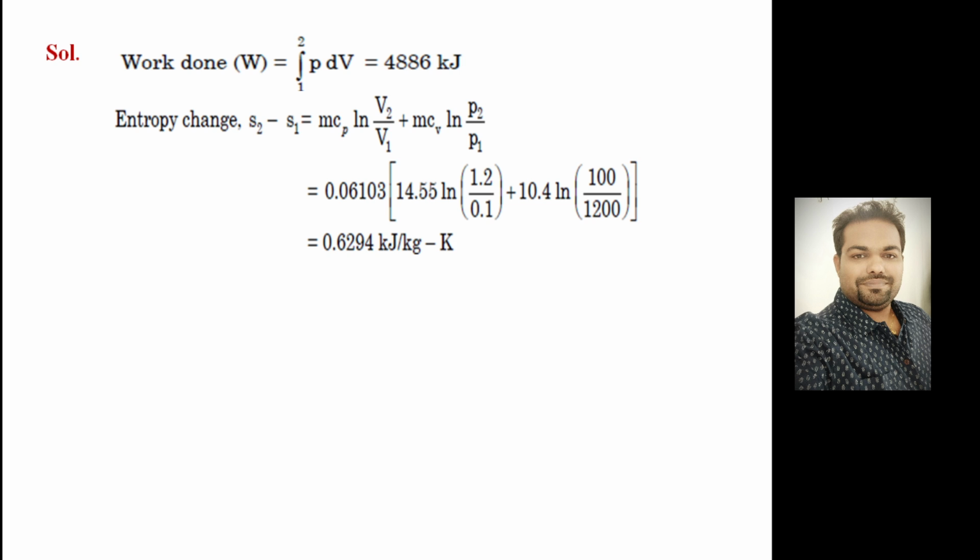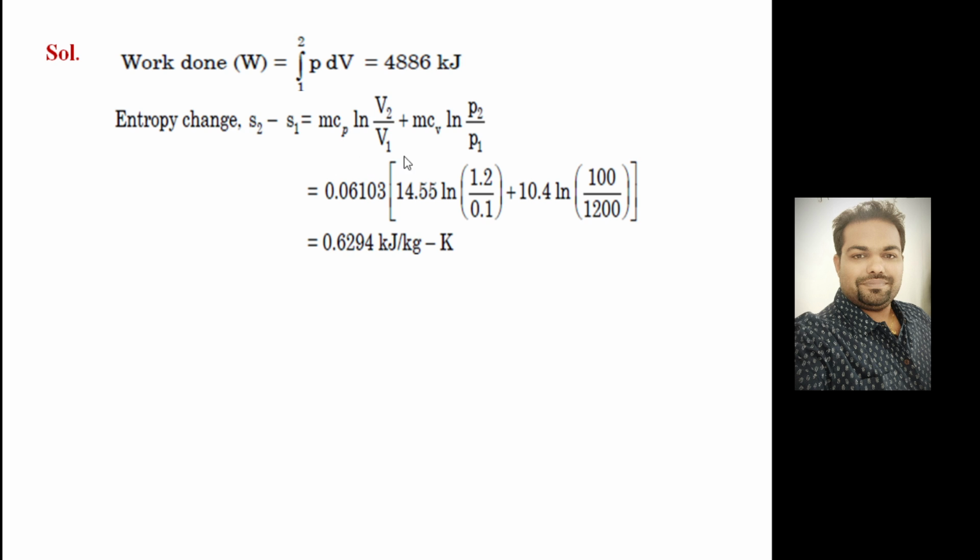Entropy change can be calculated by using this formula, and Cp and Cv you need to calculate by using the formula Cp is equal to gamma R upon gamma minus 1. R you already know. Gamma for H2 is diatomic, right? You can find out that is 1.4. So using the formula directly you can get Cp and Cv, you can substitute the value here.